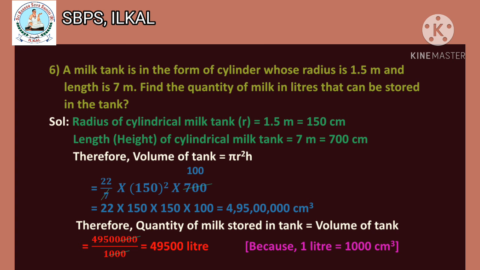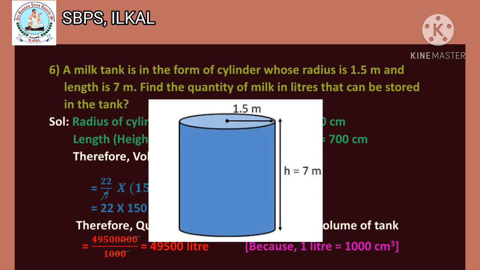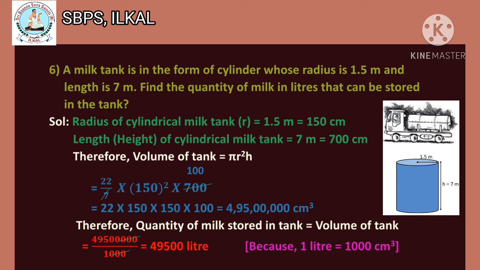Sixth question, a milk tank is in the form of cylinder whose radius is 1.5 meter and length is 7 meter. Find the quantity of milk in liters that can be stored in the tank. Solution, radius of cylindrical milk tank is equal to 1.5 meter, which is equal to 150 centimeter. Length, that is height of cylindrical milk tank is equal to 7 meter, which is equal to 700 centimeter.